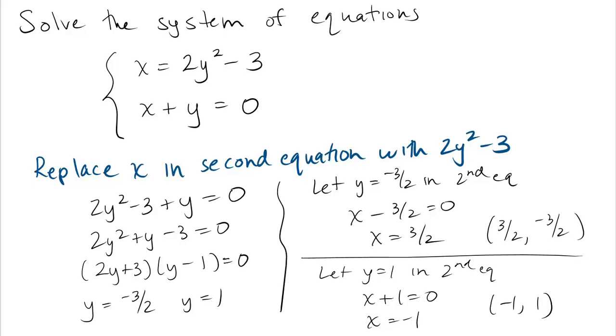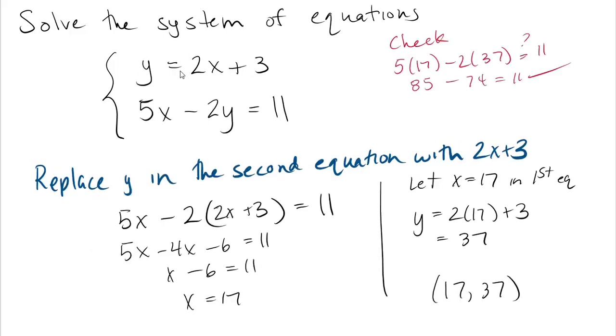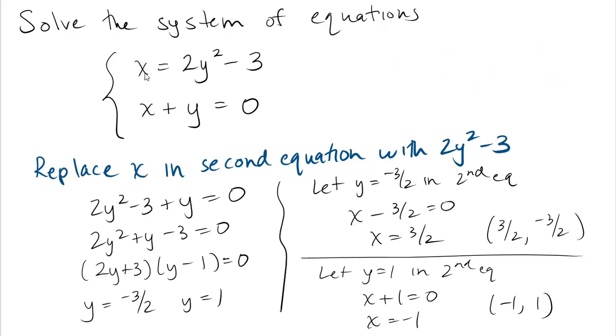So in our first two examples, there was a pretty straightforward substitution because one of the equations was explicitly solved for one of the variables. In our first example, the y was already alone in the first equation. In the second example, the x was already alone in the first equation.